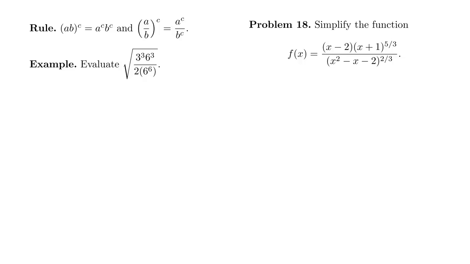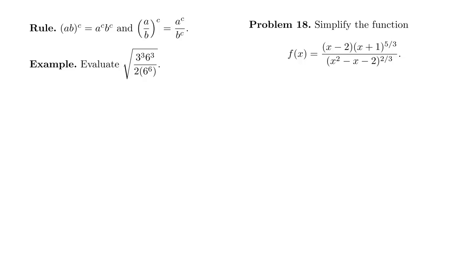Our last rule is that a product of two numbers, a and b, raised to the c, is a to the c times b to the c. So we can apply the exponent to both terms in a product. If we raise a fraction to the exponent c, then that's the same as raising the numerator to the c and the denominator to the power c.